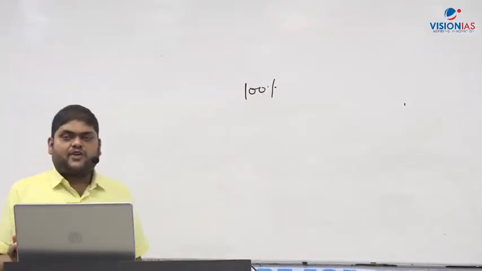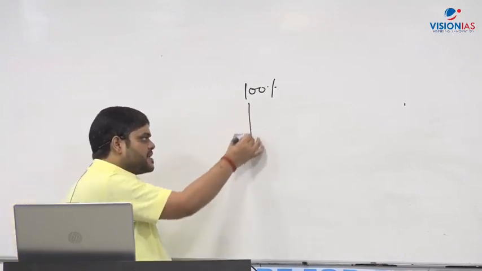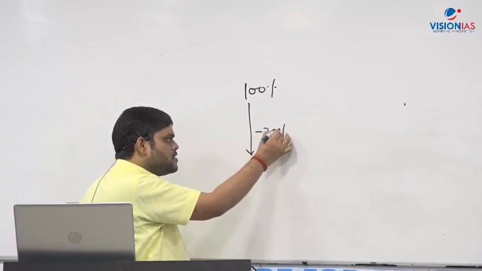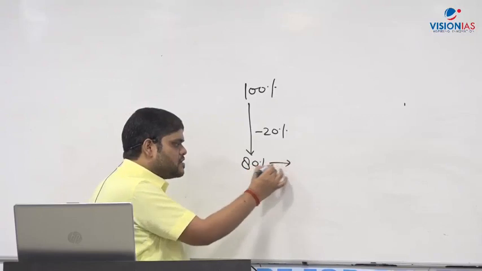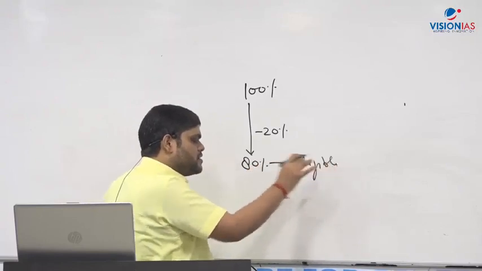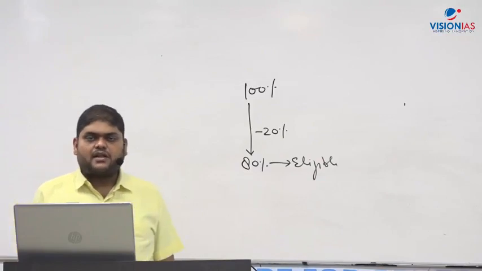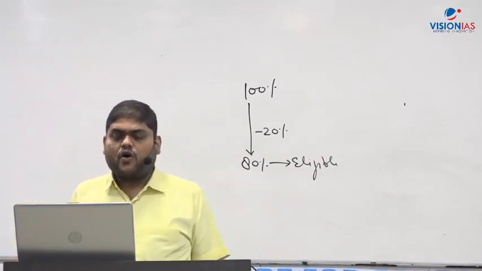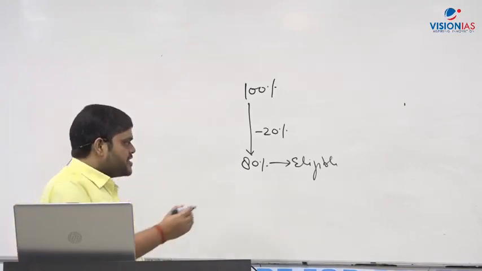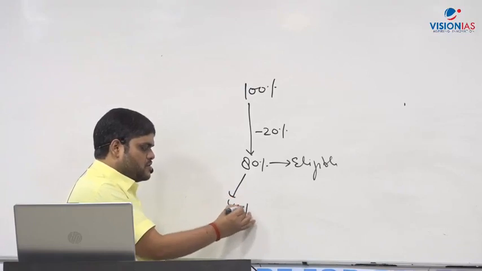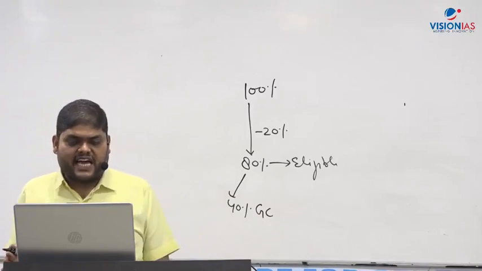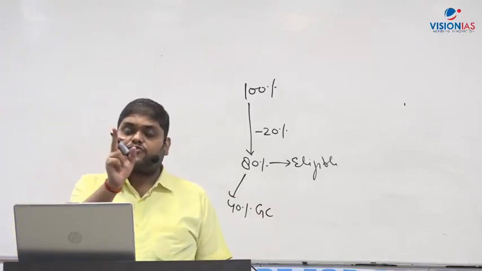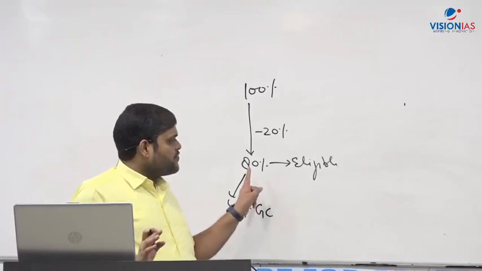Now 20% found ineligible. That means now only 80% are eligible. Out of this 80%, 40% of the eligible candidates belong to general category. And listen carefully, the next language is 20% of total, not 20% of eligible.